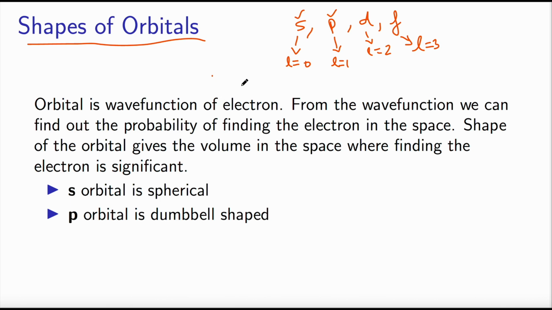We already know that corresponding to p, there are 3 orbitals, and we will call them px, py and pz.